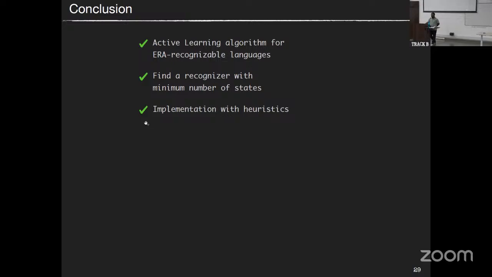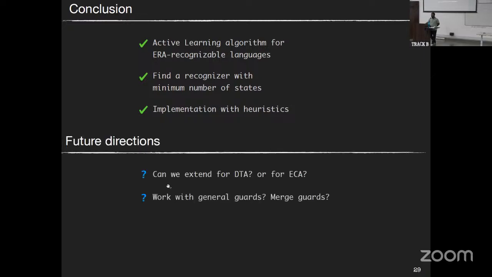To conclude, we have designed an active learning algorithm for ERA recognizable languages that gives an ERA with a minimal number of states, and we have an implementation. And these are some extensions which we are looking at. Can we extend this methodology to larger classes of timed automata? Also, if you remember, in the two-state automaton, the guards were a bit messy. So can we do with better looking guards? Thank you.